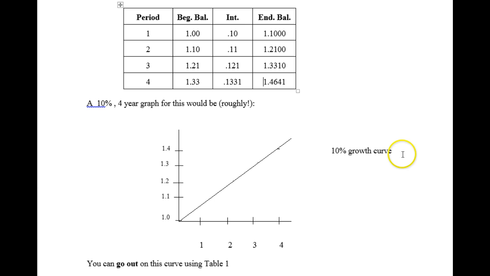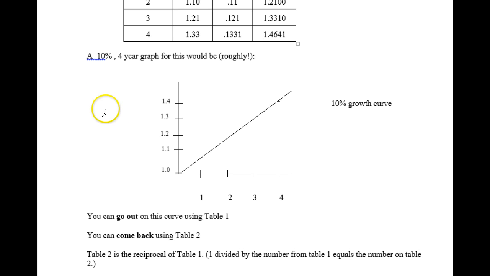It takes you out using table 1. Well, you can come back the other direction. $1.46 received 4 years from now would be how much today, kind of concept. Whereas table 1 grows you by 10%, table 2 discounts you back to the present by whatever percent you're looking at, in this case 10%. Table 2 is the reciprocal of table 1, meaning 1 divided by the number from table 1 would equal the number on table 2.